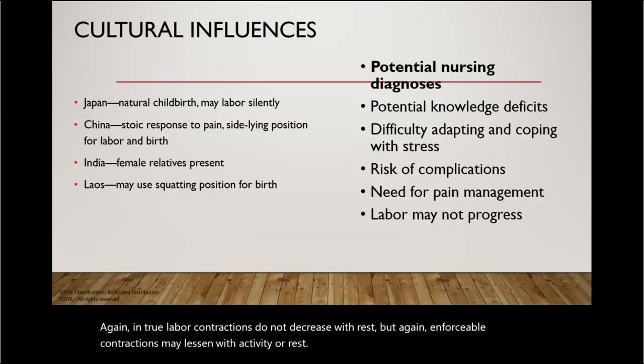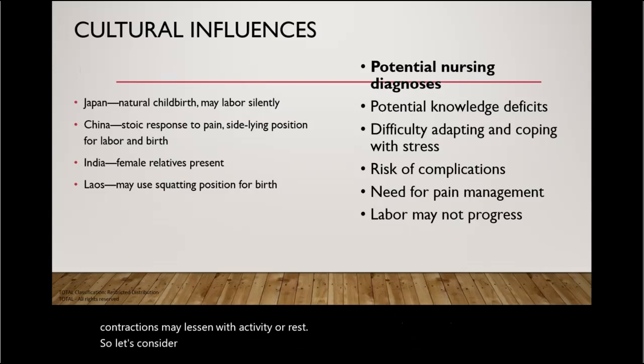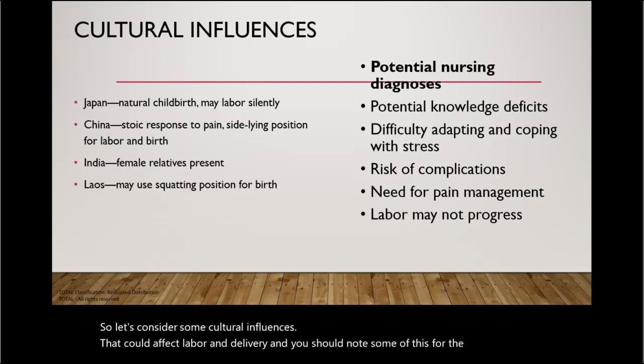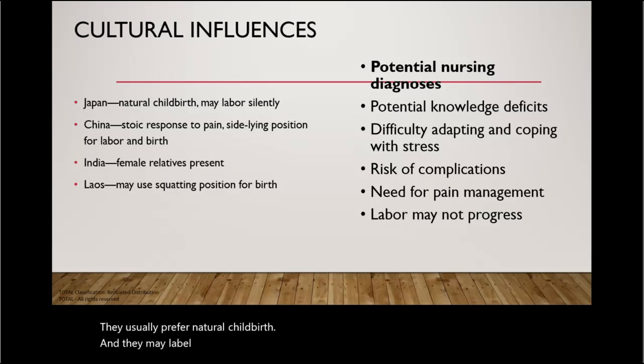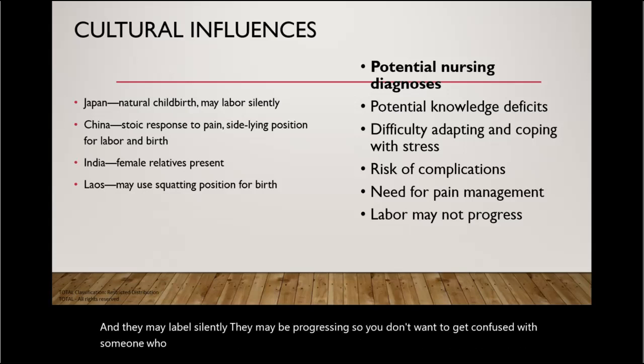So let's consider some cultural influences that could affect labor and delivery, and you should note some of this. The Japanese usually prefer natural childbirth, and they may labor silently. They may be progressing, so you don't want to get confused with a Japanese patient who is calm and not shouting and screaming in labor. Remember, not all members of a culture will choose these actions.